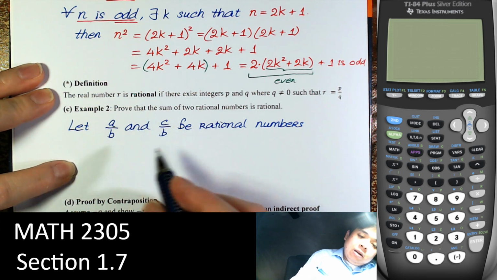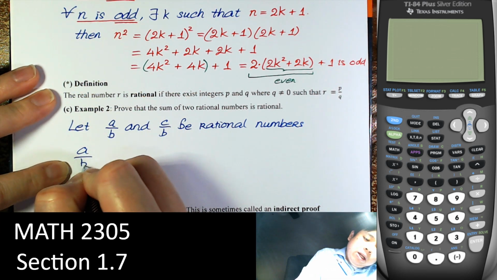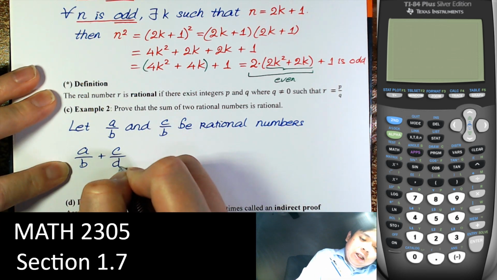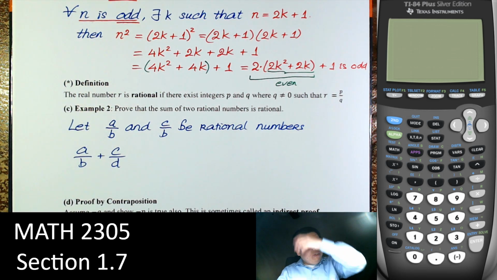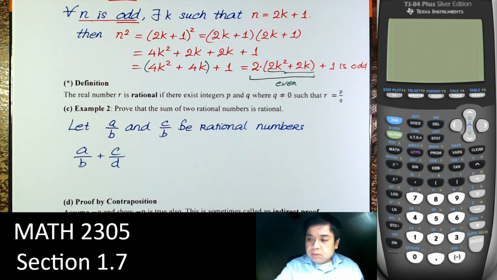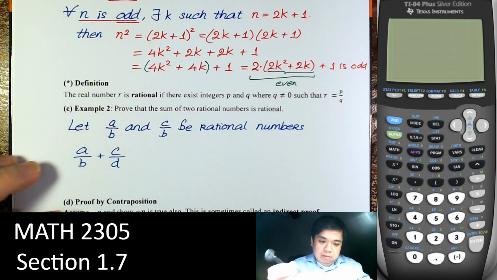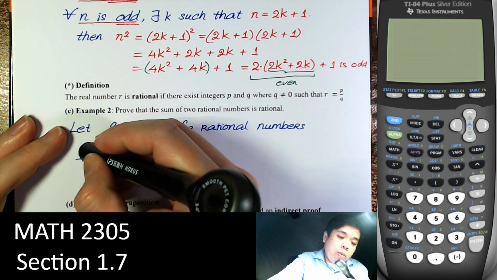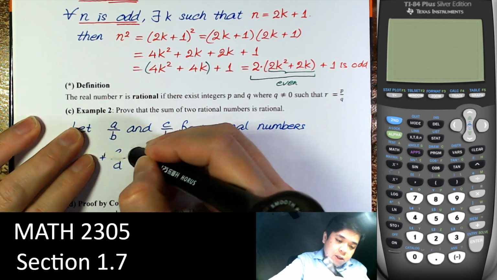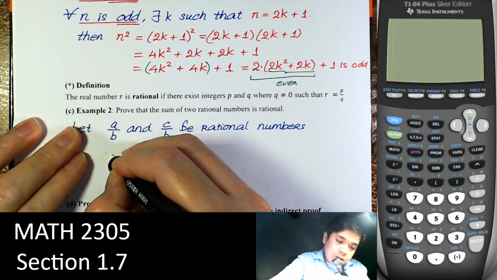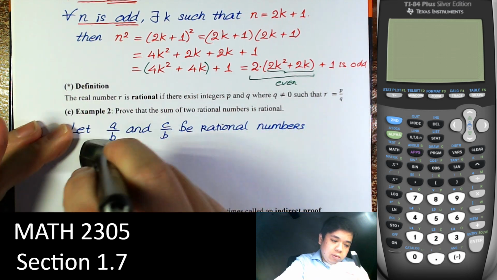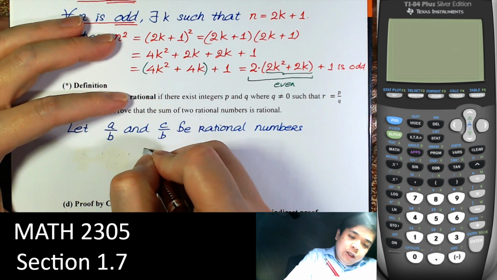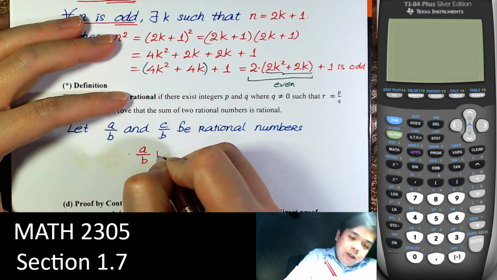And then the sum, so a over b plus c over d. Right. Usually when we add fractions, I just want to write a part that is more important. A over b plus c over d.